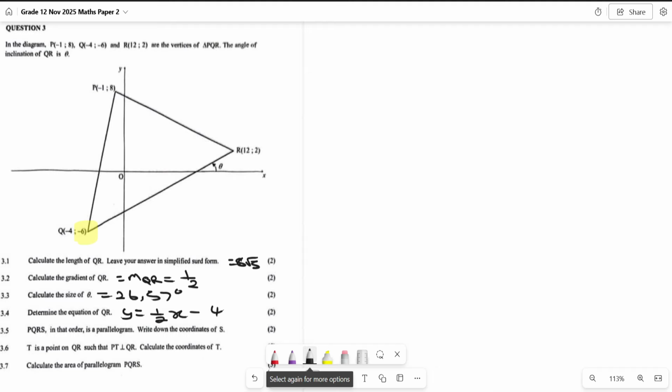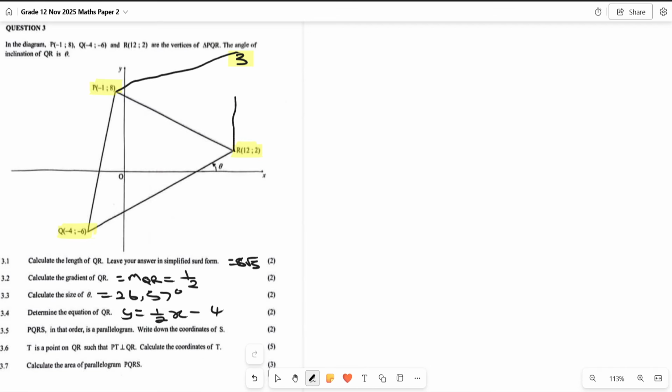They said P. Allow me to just erase this. Now let's go. They said P. Where is P? That is our first letter. Q, and then we go on to R, which is here, and then we need to get S. So S has to be somewhere here, guys, for this to be a parallelogram. Remember, it has to be a parallelogram. How am I drawing this? It has to be something like this, and then this has to come back there. Voila. So that is what we are going to look for.